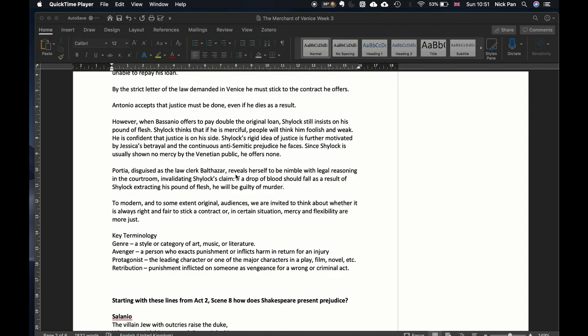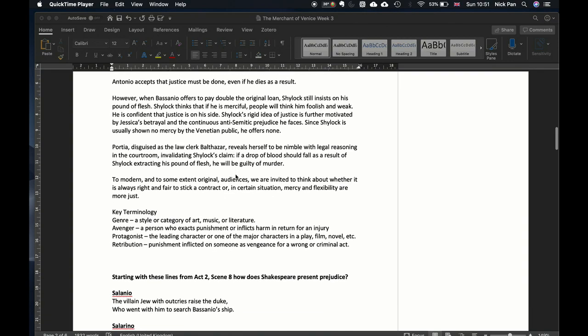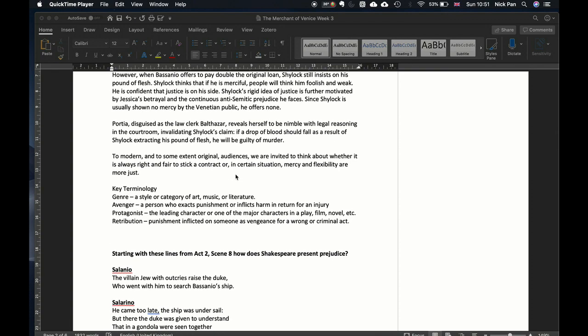Right. So Portia, disguised as a law clerk Balthazar, reveals herself to be nimble with legal reasoning in the courtroom, invalidating Shylock's claim to the pound of flesh. If a drop of blood should fall as a result of Shylock extracting the pound of flesh, he will be guilty of murder. To modern and to some extent original audiences, we are invited to think about whether it is always right and fair to stick to a contract, for example. This is just one issue to do with justice. Or in certain situations, mercy and flexibility are more just.